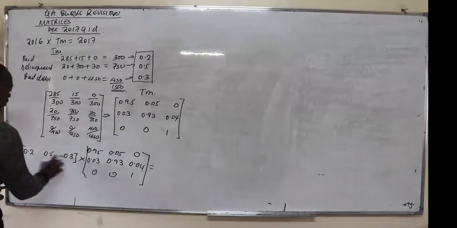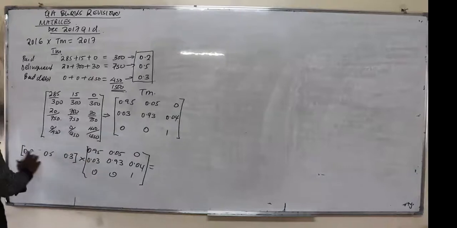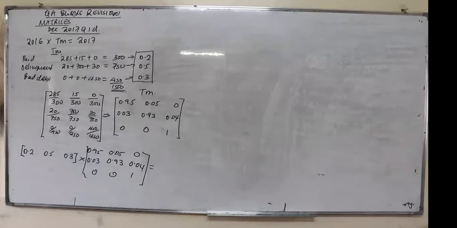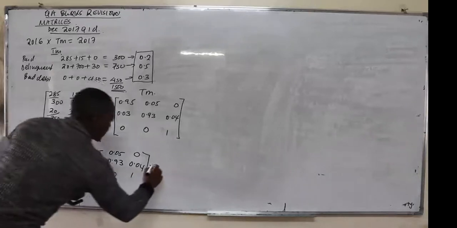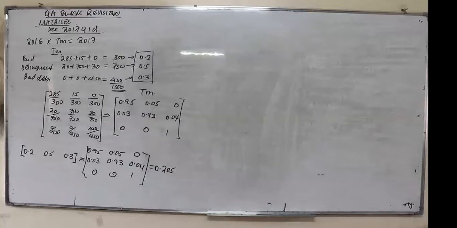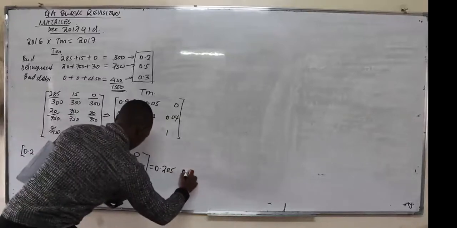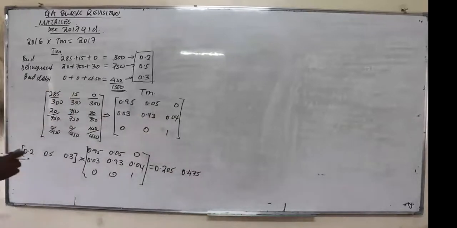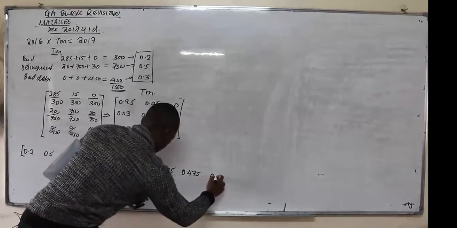To do that you take the first row with the first column, first row with the second column, first row with the third column. You have 0.205, then here we have 0.475, and then you get 0.32.